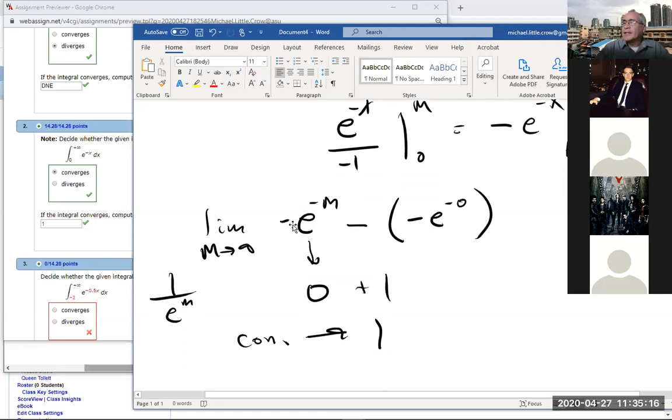Okay. But the big part is if you've got this negative exponent, when the exponent goes to infinity, this part goes to 0, so it converges.